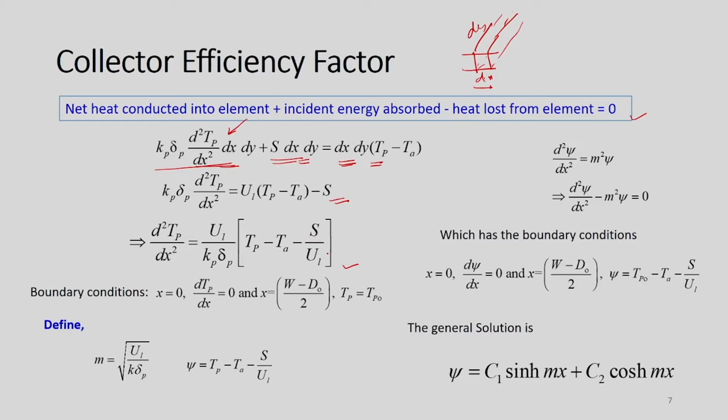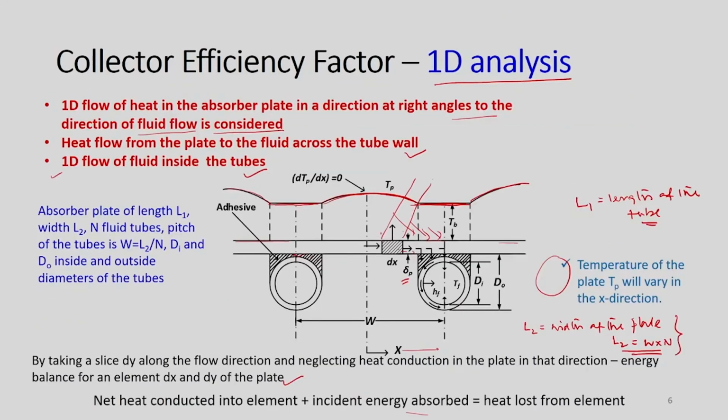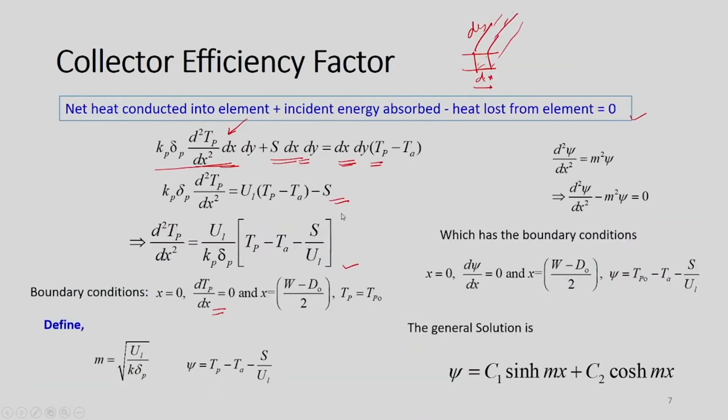Now, there are boundary conditions. So, what are the boundary conditions? At x is equal to 0, dTp by dx is 0. Okay. So, as you can see here, if we go back, if x is 0, maybe here at this point x is 0. So, this is the peak. So, there is no gradient, it will be 0 here. Okay. That is why dTp by dx is 0.